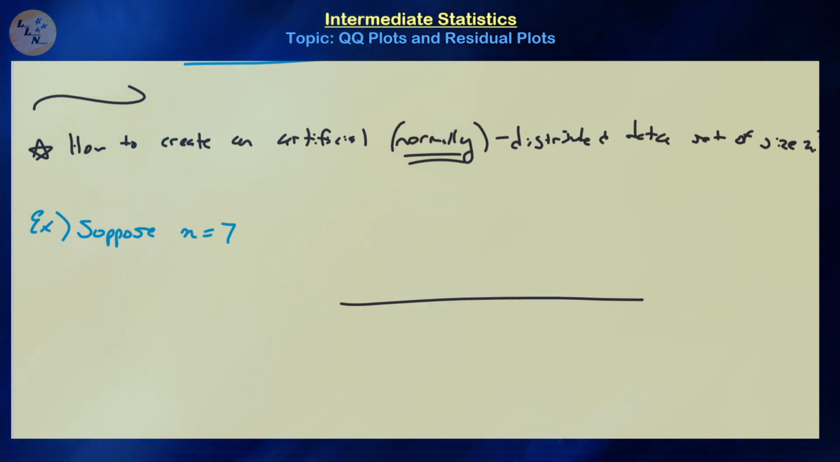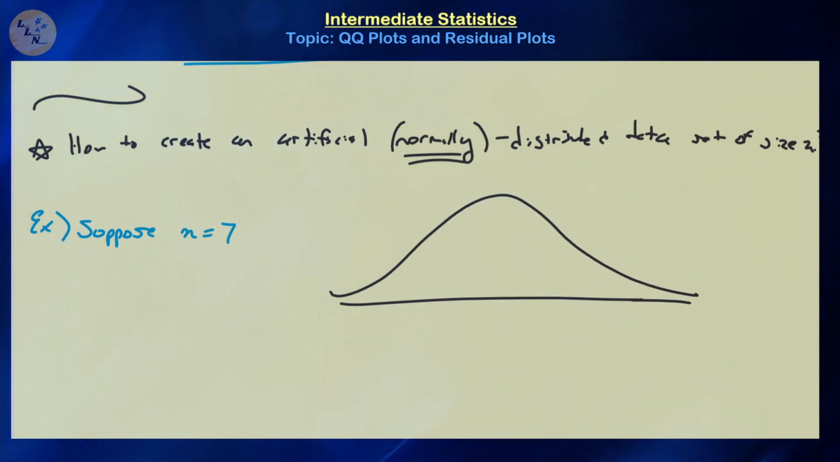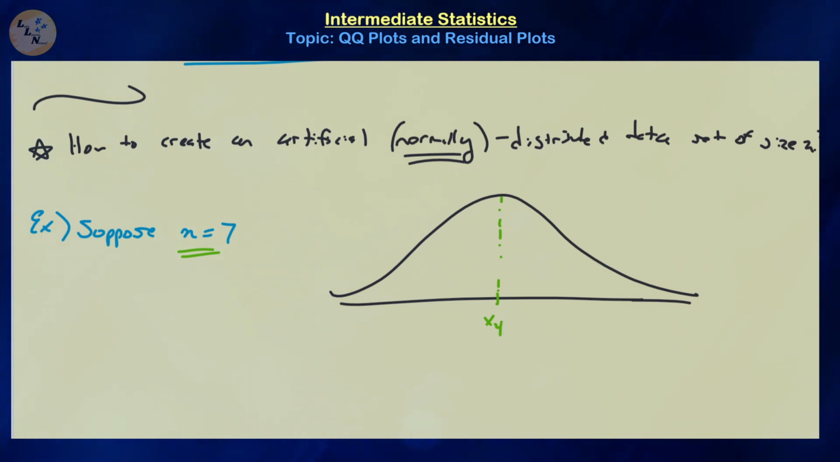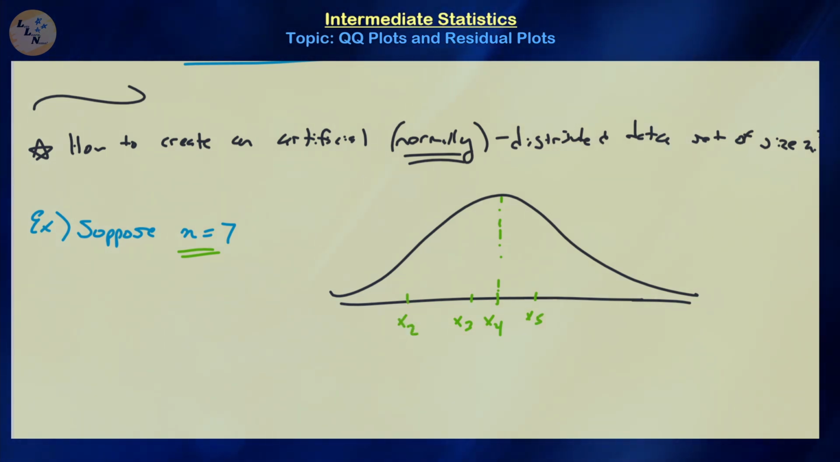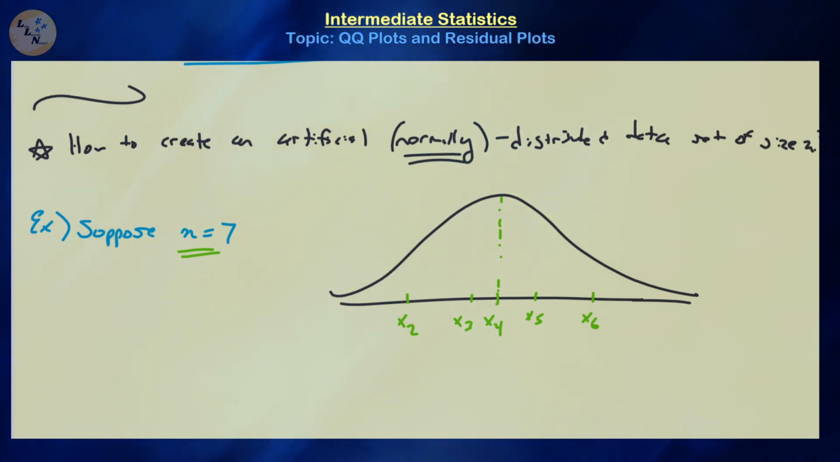Well, if it is, then the two-dimensional scatter plot version of that would look like that. And if we have 7 random variables in that particular sample, then the middle one, or the median of that data set, should be at the middle of the normal distribution. So if n is equal to 7, that means x4 corresponds to the median of that data set. That means x3 and x5 should be close to the median, and then x2 and x6 should be a little bit more farther away in terms of differentials from the median compared to those inner numbers.